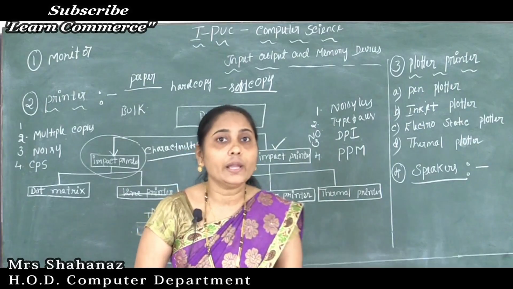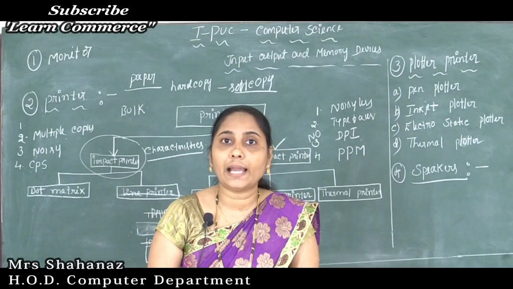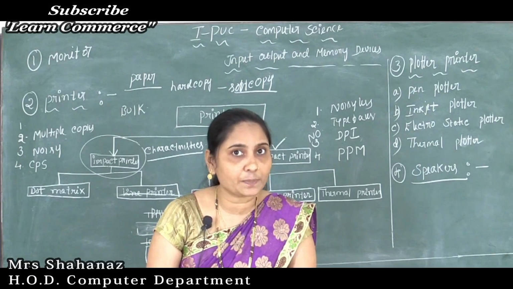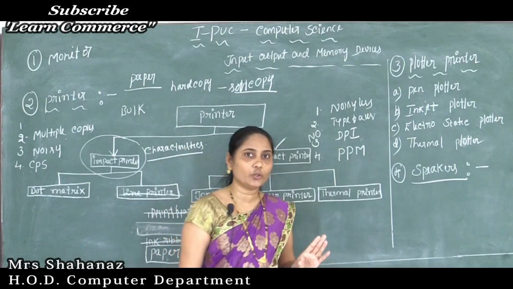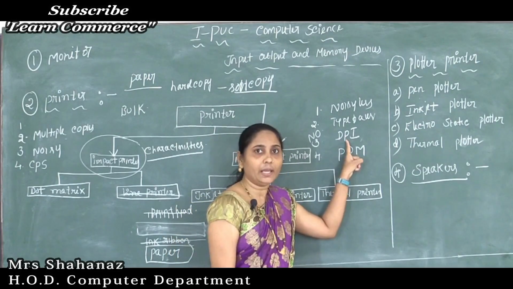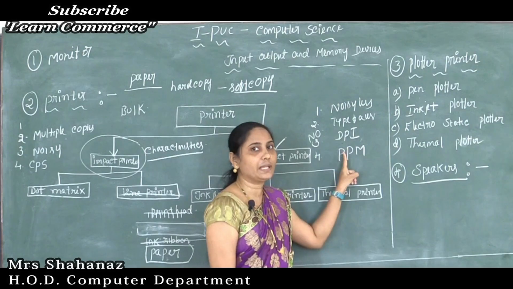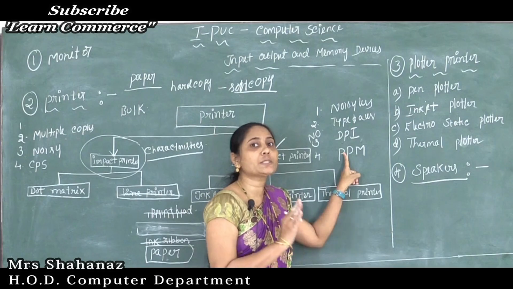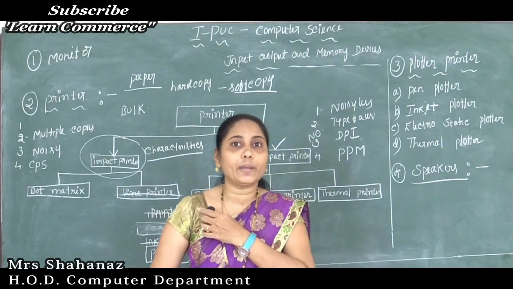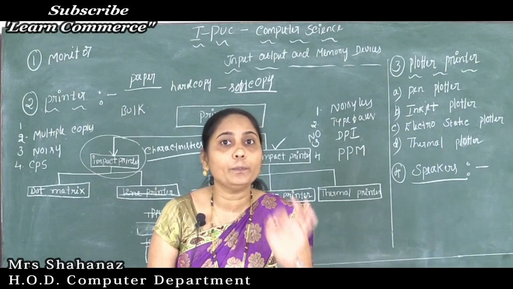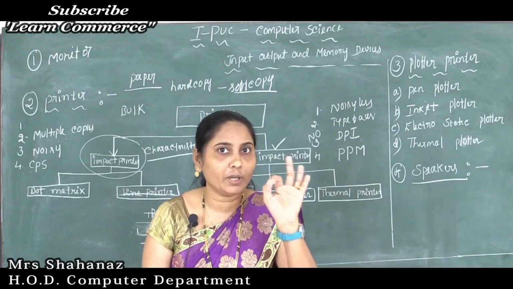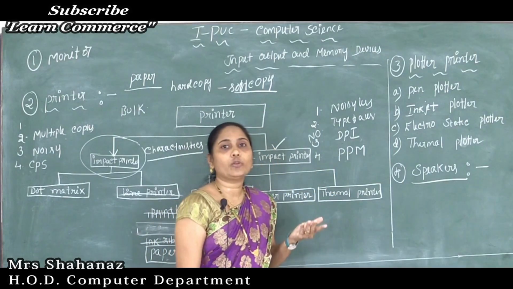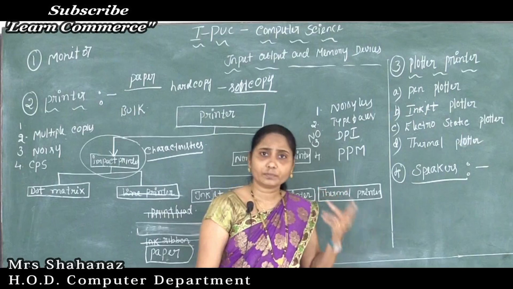So did you understand? How can we measure the calculation speed of a non-impact printer? So it is going to be measured by using DPI, dots per inch. Otherwise, in simple words, we can say it is measured by pages per minute. So how many pages are going to print in 1 minute here? Depending on the pages, we can make the calculation. We can say the speed of the printer here.